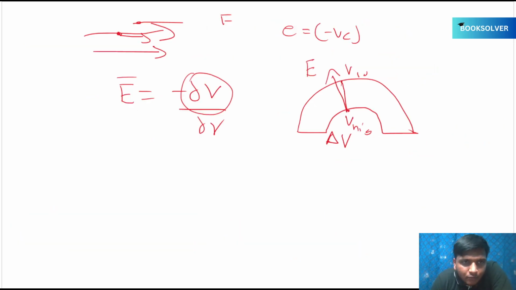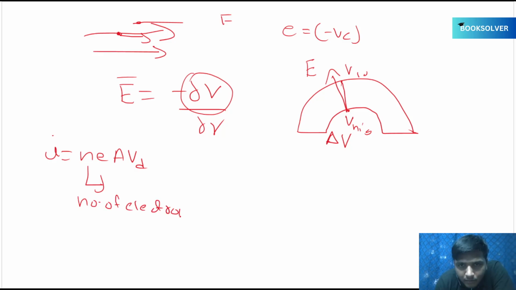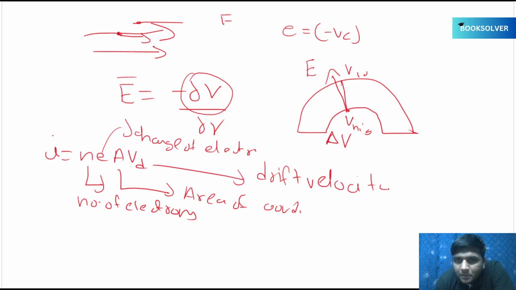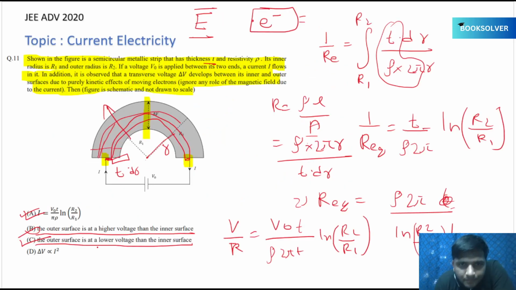For option D, what we have to do? I in any conductor is nothing but equal to N e A Vd. Let me introduce you to all the terms. N is the number of electrons, e is the charge of an electron, A is the area of the conductor, and Vd is the drift velocity. Keeping all these things in mind, we want to find delta V as L square.